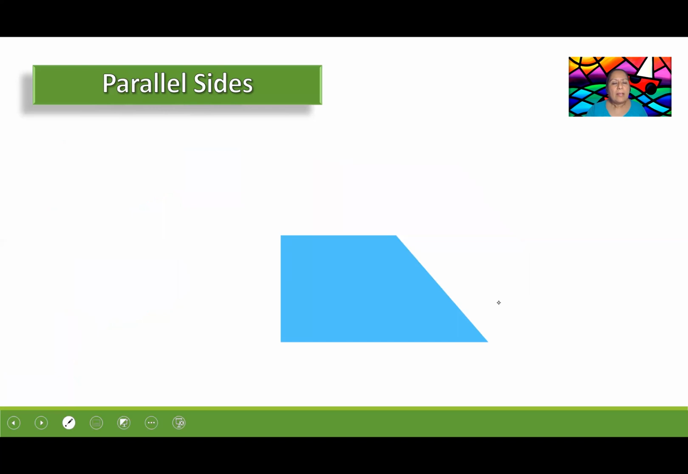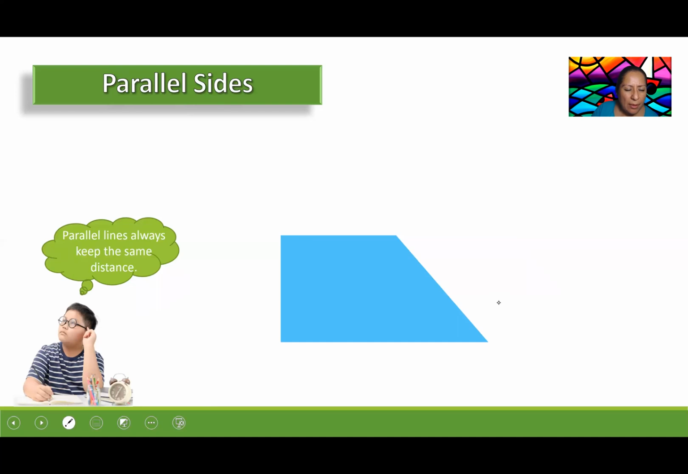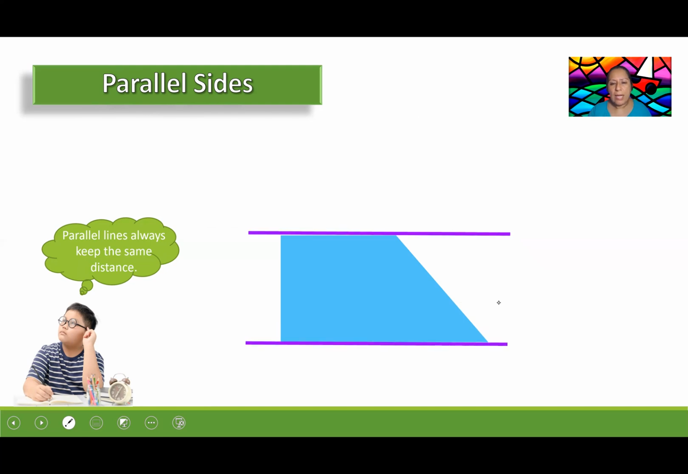But let's talk about now parallel sides. And what's a parallel side? Well, parallel sides are 2 lines that keep the same distance. Like in this case, let's put these 2 lines in the opposite sides of this trapezoid, and let's see that these are not getting closer or farther away. They keep the same distance. So that's one set of parallel lines.